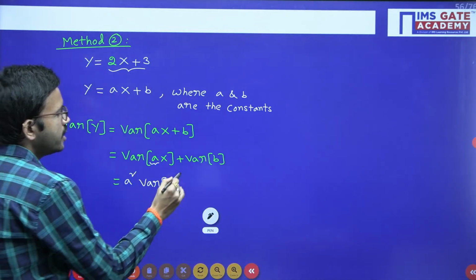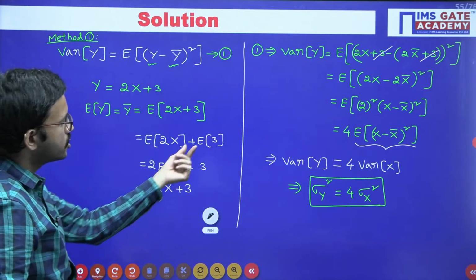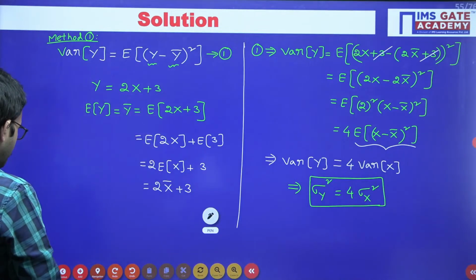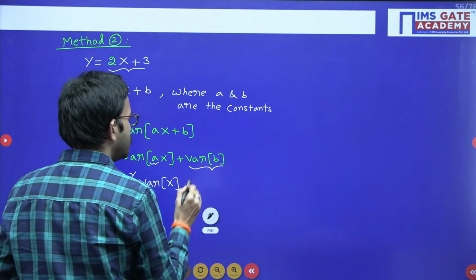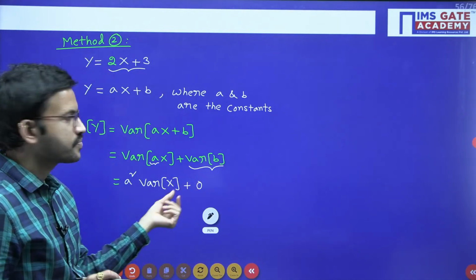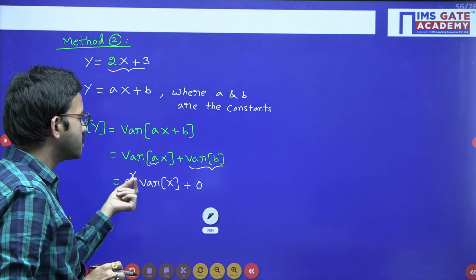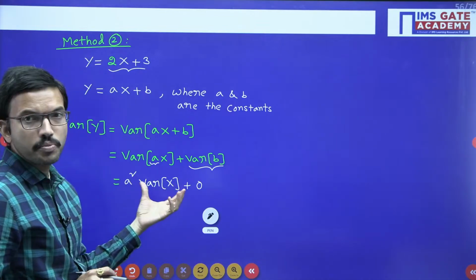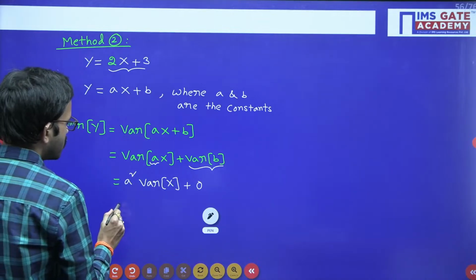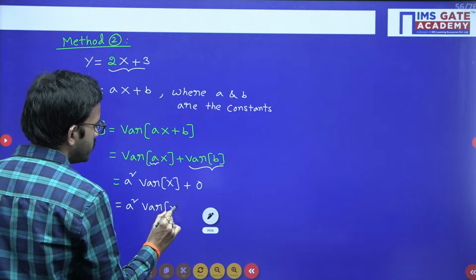Regarding variance of constant, earlier we mentioned expectation of constant is constant, so here variance of constant you will get 0. If you know these two properties, variance of constant is 0, and variance of a times x is a square variance of x, you can answer this question without using pen and paper. So finally you are going to get a square into variance of x.